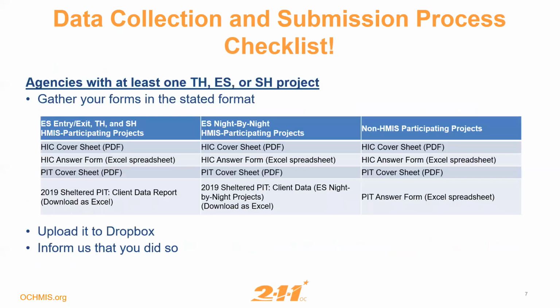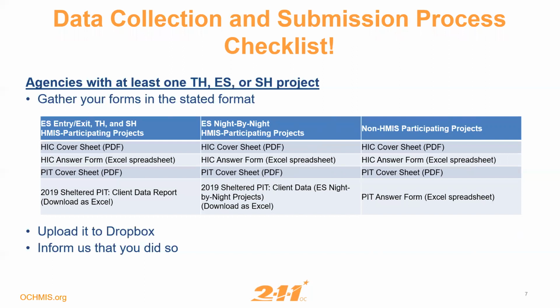So we have a checklist of all the forms and sheets that you need to submit to hopefully guide you in your submission process. If your agency has at least one transitional housing, emergency shelter, or safe haven project, you will be submitting the following materials. So whether or not your projects are HMIS participating, you will be submitting a HIC cover sheet, a HIC answer form, and a PIT cover sheet.